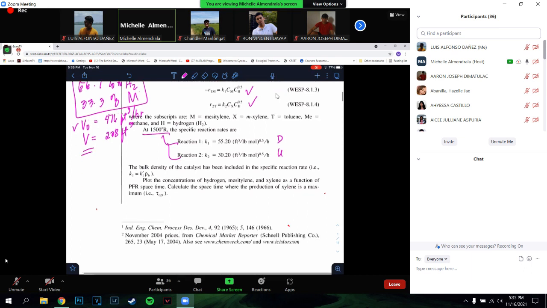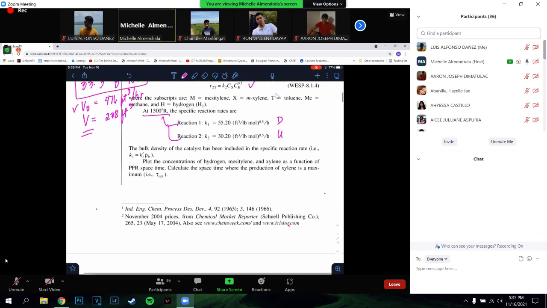The bulk density of the catalyst has been included in the specific reaction rate. Of course, this is a packed bed reactor, so you always have to consider the density of the bed. The bulk density means the mass of catalyst per volume.